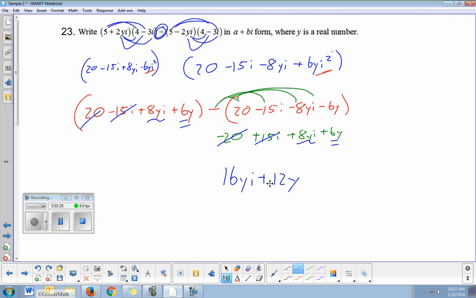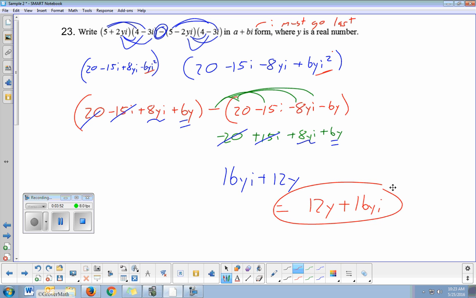You cannot combine them, but a + bi form states that when you have two things, the i must go last. So any expression with i, such as 16yi, has got to be on the end of the expression, not in the beginning. So I need to actually write my final answer as 12y plus 16yi, which seems silly, but that is what they want, and they are very specific about that, and the rubric would say minus 1 point for this answer, which is kind of dumb, but that is that. This was a positive 16, a positive 12, so I could just flip them around.